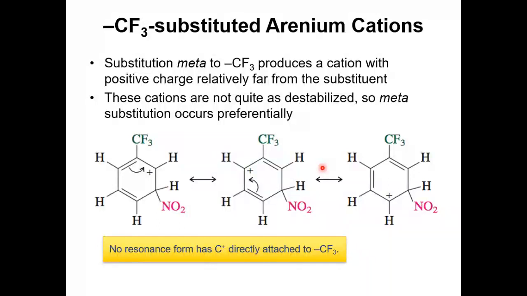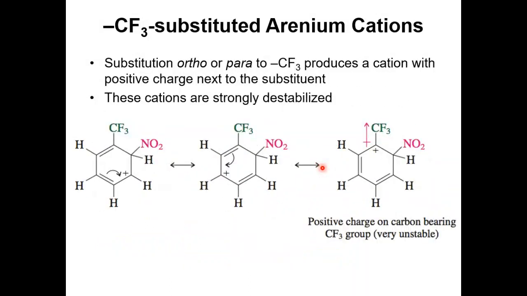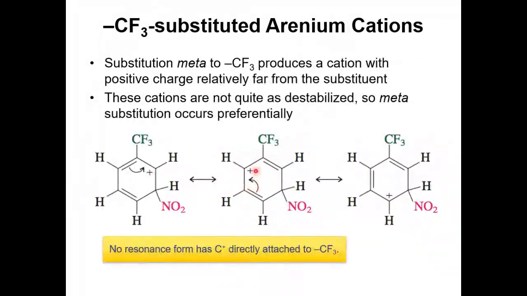Okay, so that means both the ortho and the para sigma complexes. This is the ortho sigma complex. Because of this resonance form, it will be destabilized because the CF3 is directly attached to the positively charged carbon. Same thing for the para sigma complex. You also have this CF3 directly attached to the positively charged carbon. So both of these two are destabilized. This one, the meta, does not have such a direct destabilization.